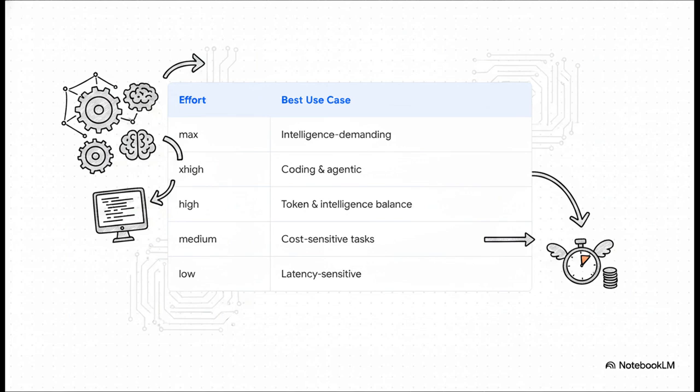Okay, so the really crucial update to talk about here is the new effort parameter. This is a total game changer for trading off intelligence and token spend. You've got levels ranging from max down to low. That extra high setting, that should be your absolute go-to for coding and autonomous agents. It gives the model the breathing room it needs to reason through complex architectures. But hey, for simple, latency-sensitive tasks, just drop it down to low to save yourself time and money.